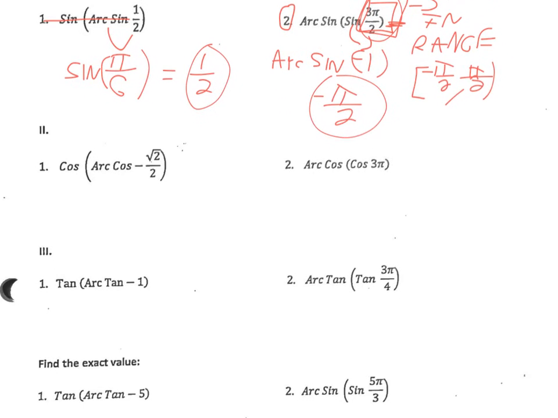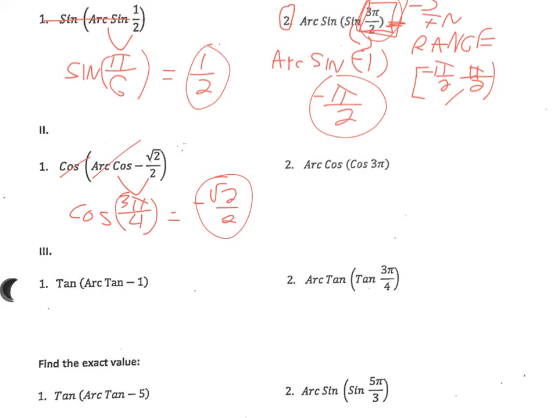So when I do arc cosine of -√2 over 2, that's in the second quadrant, and that's going to be, what, 3 pi over 4? And then if I take the cosine of it, well, it gives me the same thing again. So this is an example where they cancel each other out. All right, so these just cancel each other out.